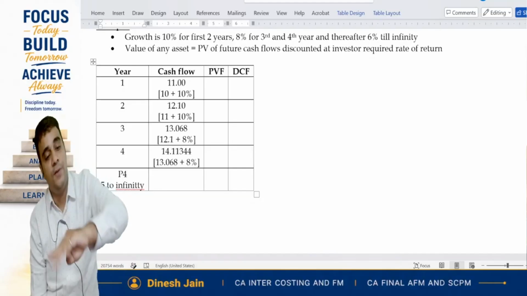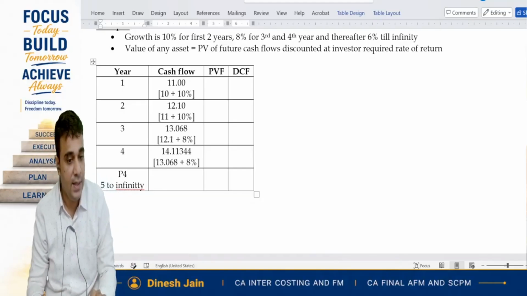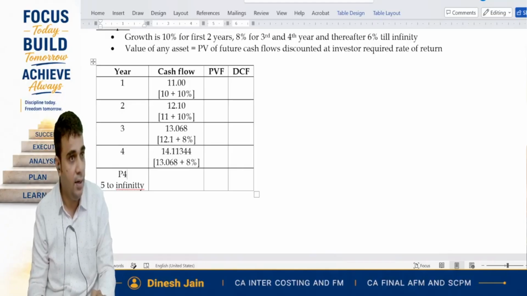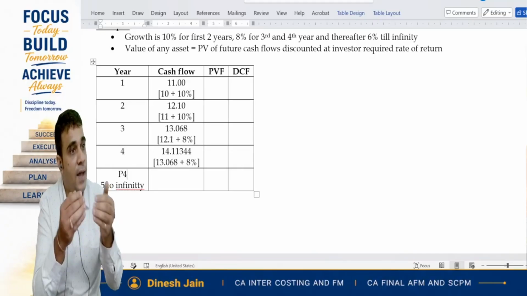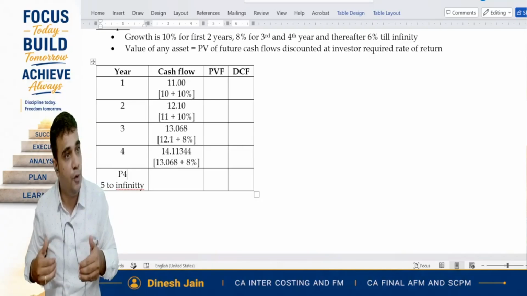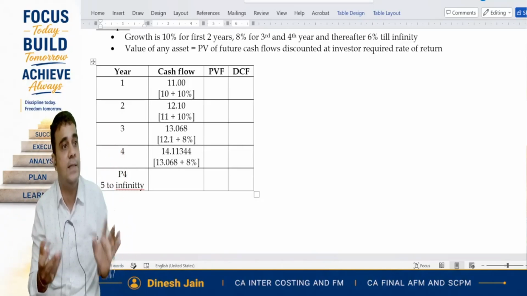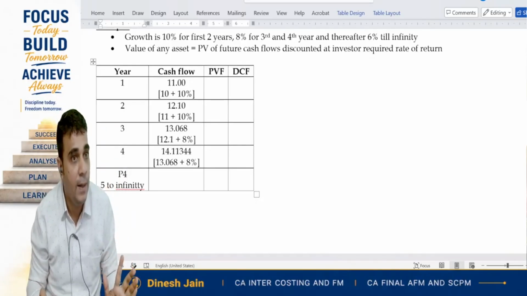Fifth year to infinity. So first year write dividend, second year write dividend, third year write dividend, fourth year write dividend. If your notebook can handle, write 5, 6, 7, 8, 9, 10, 11, 12, 13, 14 till 100 years. Not possible for you to do. So phi to infinity he said P4. Phi to infinity is called P4.